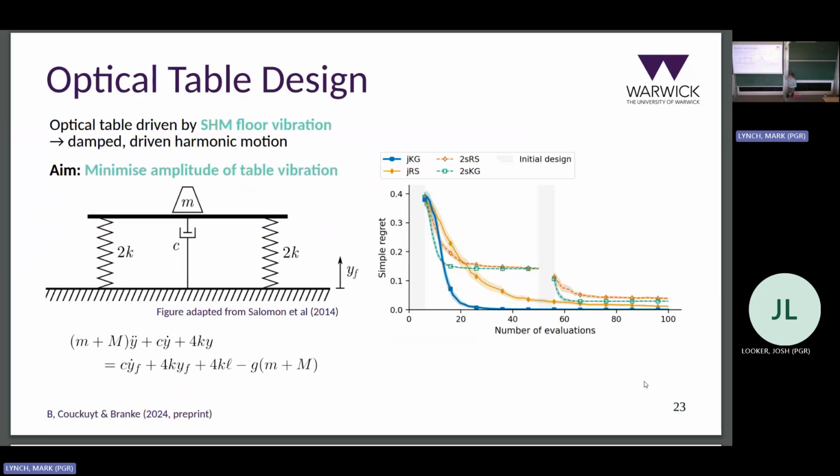So in the optical table example, here is a schematic diagram of that table. It's got two springs with the spring constants that are the fixed design. It's got the damper in the middle that can respond to the floor vibration frequencies, and we're trying to minimize the amplitude of the vibrations on the table surface. And here we're plotting regret, so the expected difference between what you get and what you could get as the optimization progresses. So as you collect more evaluations, the blue line is converging fastest. So that is the knowledge gradient approach from earlier in the presentation, and it's converging a lot faster than this random approach, and a lot faster than the two-stage one in green.